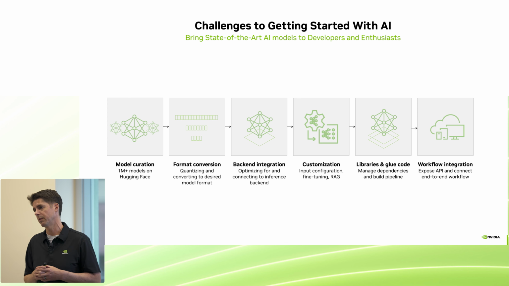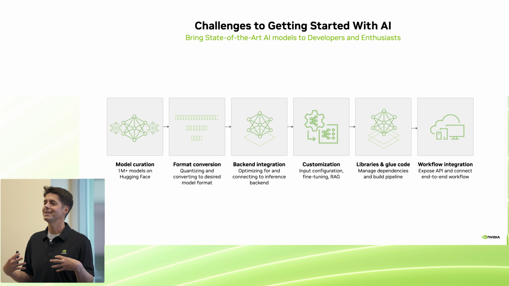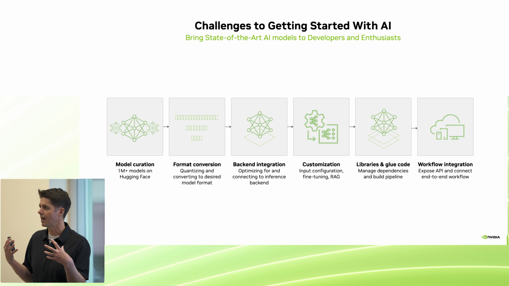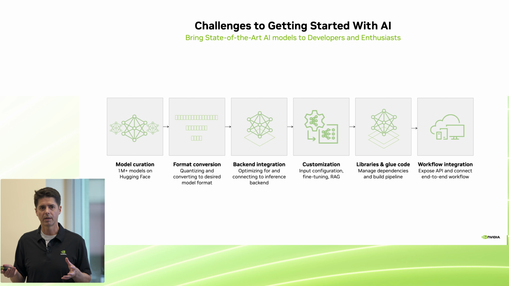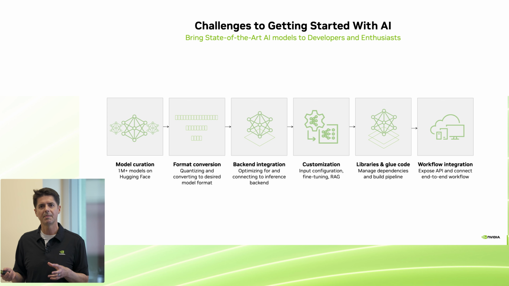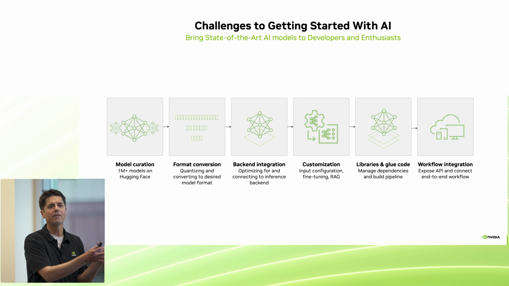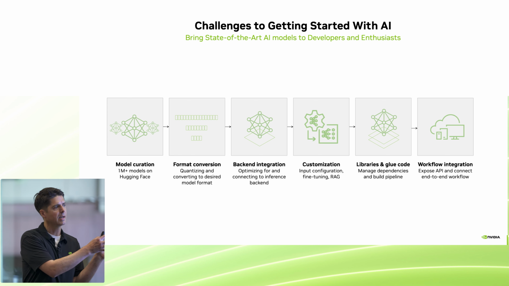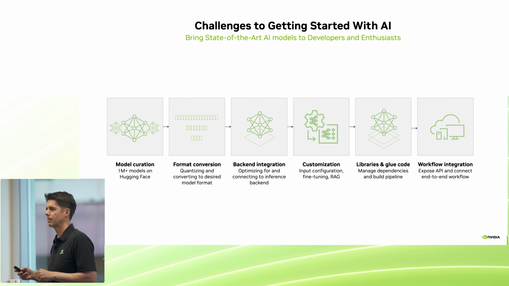And then finally, workflow integration. So you have this model, you have all your libraries, you have to connect those into an API or wire them to an API that's compatible with the ecosystem of AI tools that are out there on the market. So all of these little pieces are kind of happening in different places, but altogether this is a lot of friction, which really makes it challenging for AI developers and enthusiasts to leverage all of the innovation that's happening on the model side into something that they can actually build into workflows running on the PC.